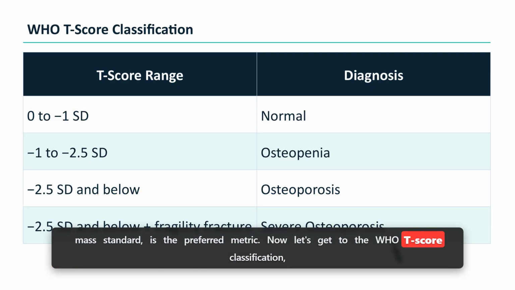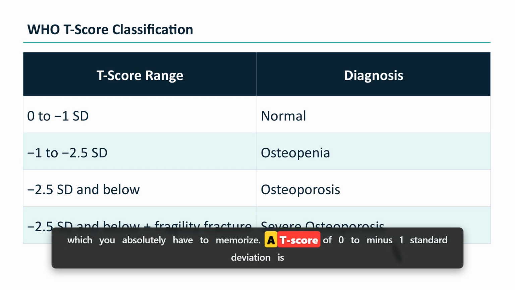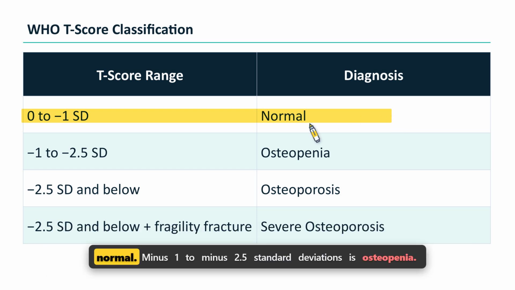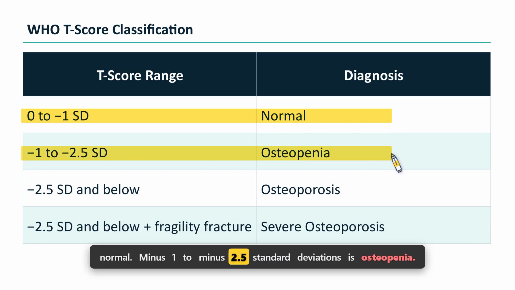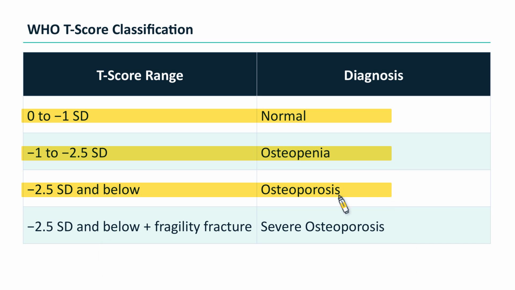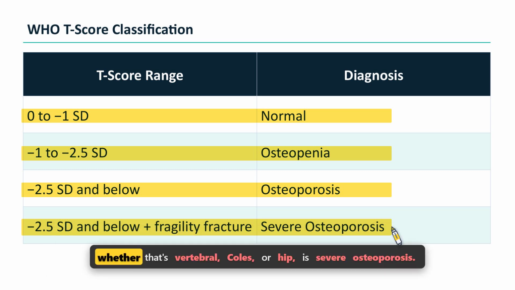Now let's get to the WHO T-score classification, which you absolutely have to memorize. A T-score of 0 to -1 standard deviation is normal. -1 to -2.5 standard deviations is osteopenia. -2.5 standard deviations and below is osteoporosis. And -2.5 standard deviations and below, combined with a fragility fracture, whether that's vertebral, Coles, or hip, is severe osteoporosis.